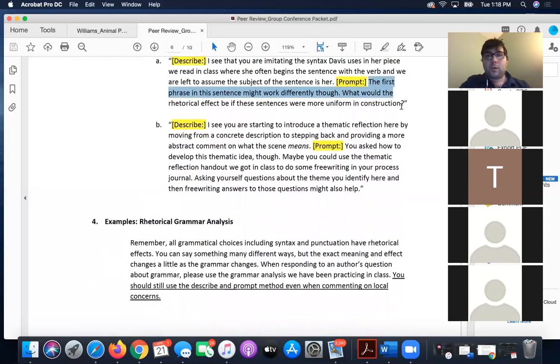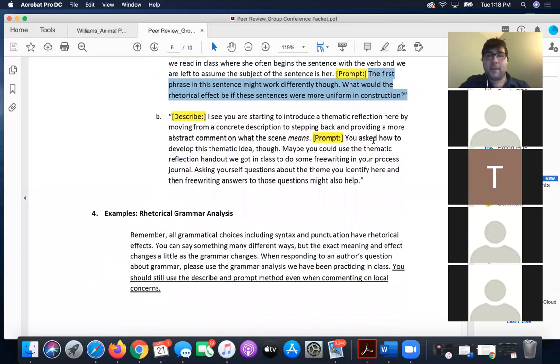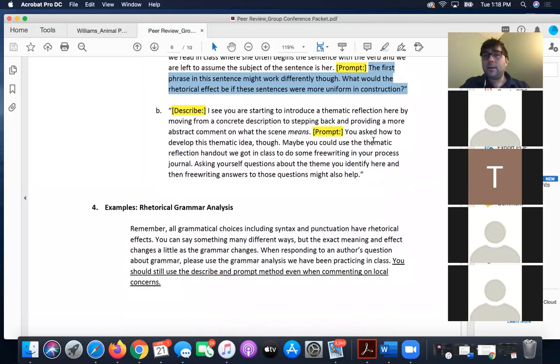So this prompt was a question. I want to look at now an example of describe and prompt feedback that uses not a question, but a specific writing action to get the student author rethinking their writing. So again, let's look at the description first.